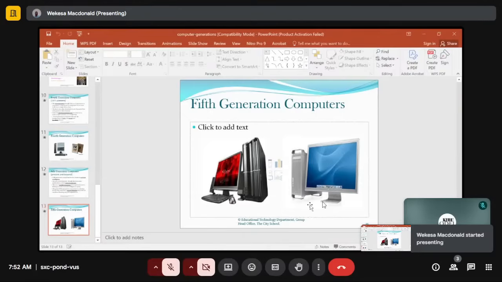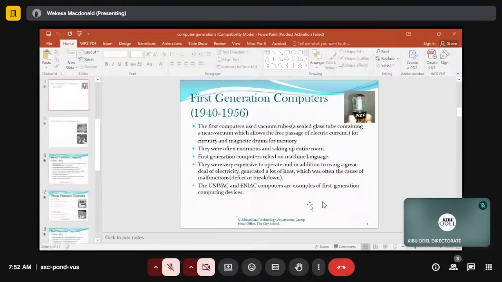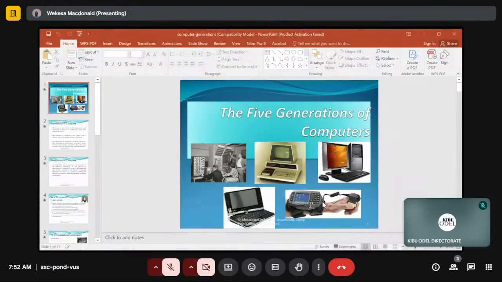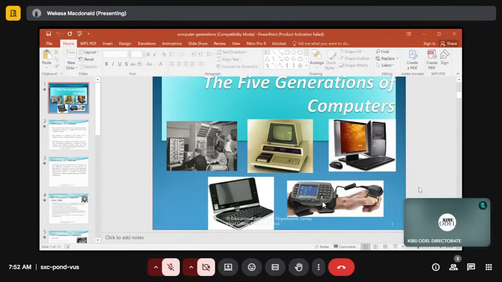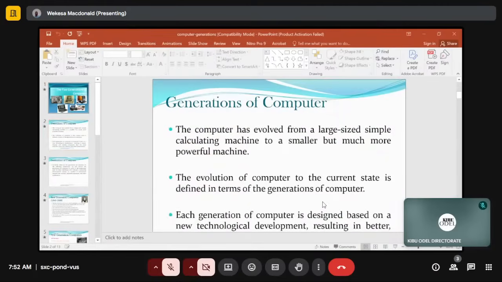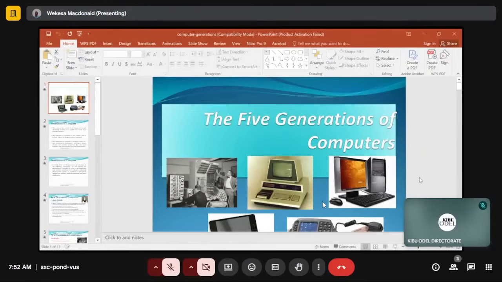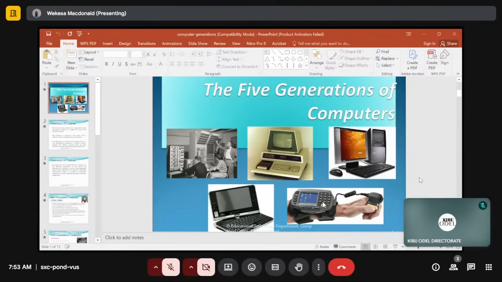So let us have a look at these generations. Just briefly, within 5 minutes, I'll be through. So those are the computer generations in a nutshell. You can see the first generation was very huge. It was manual, it used switches, it used punch cards, it produced a lot of heat, and was prone to failure.